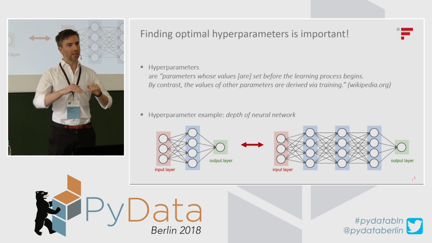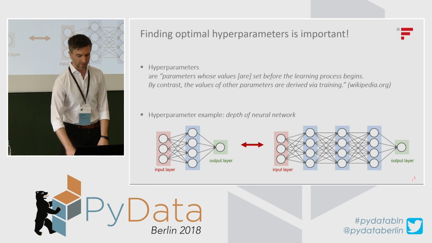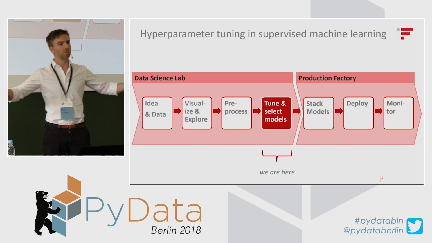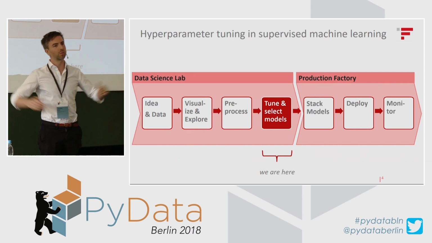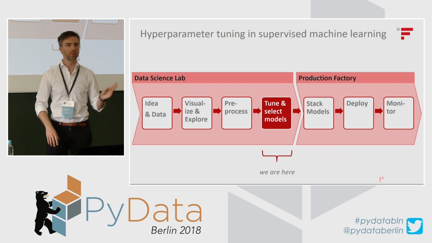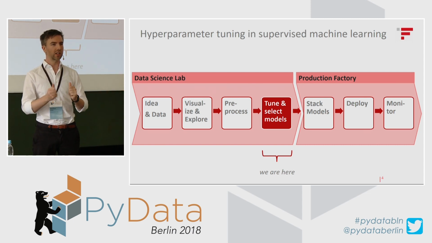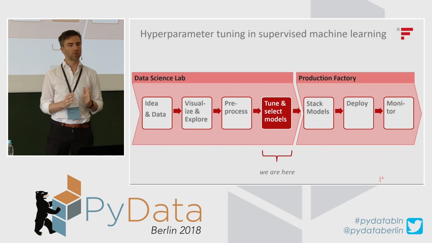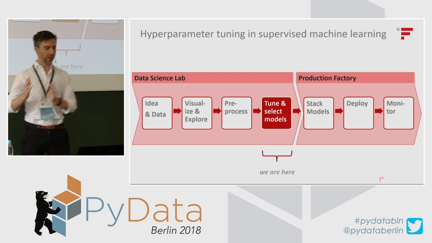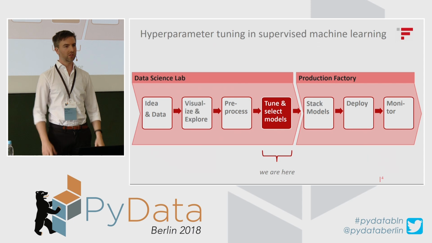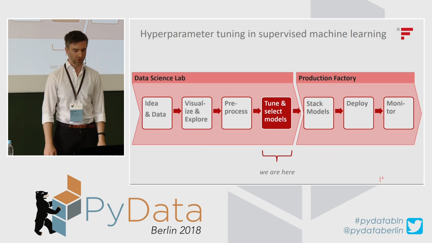Before we dive into algorithms for automatically tuning these, I want to take one step back and talk about where we are located in what we could call the pipeline of supervised machine learning. You start with an idea and data, you visualize your data, you pre-process it, build your features, and then you're tuning and selecting your models. This is what we are going to talk about, these special boxes today. Afterwards, you want to stack your best models, deploy them, and monitor them when they're live. So these are the steps; we focus on the central box.